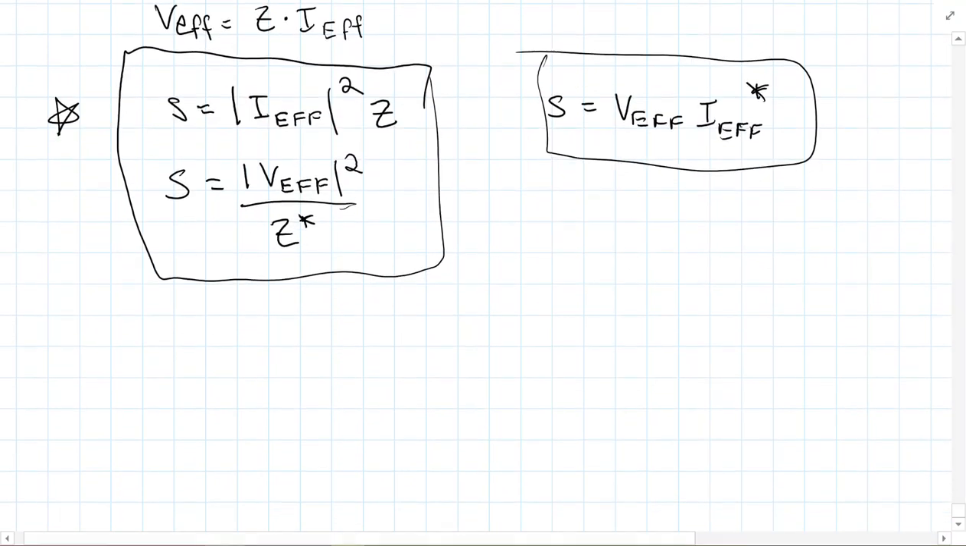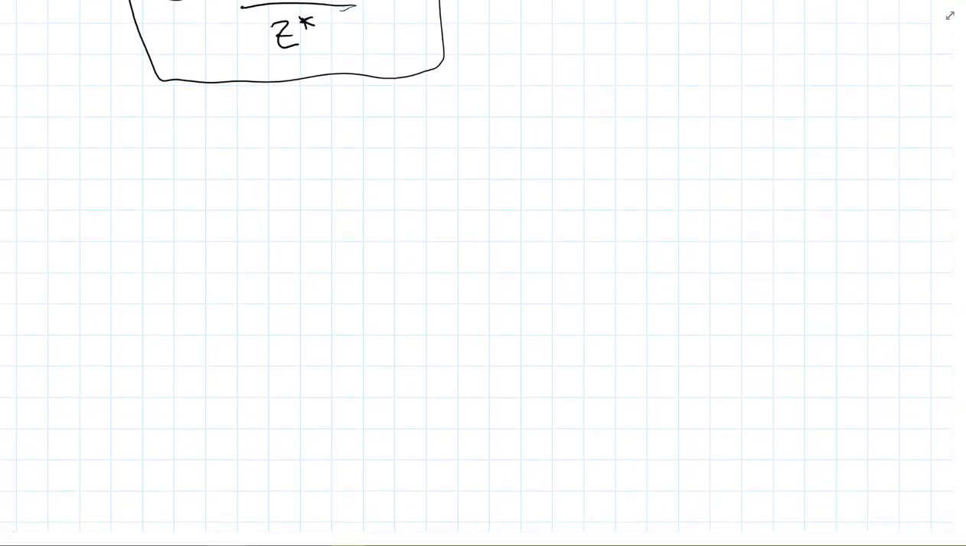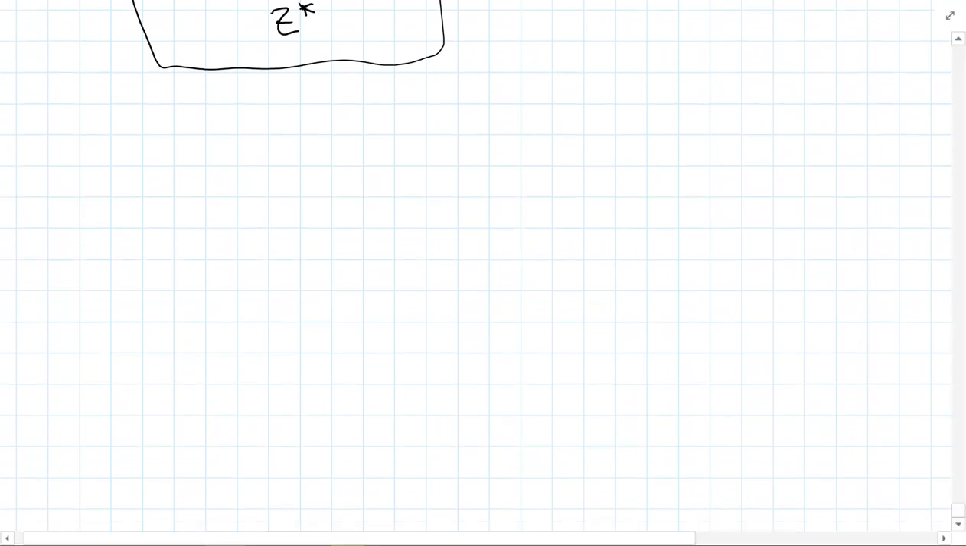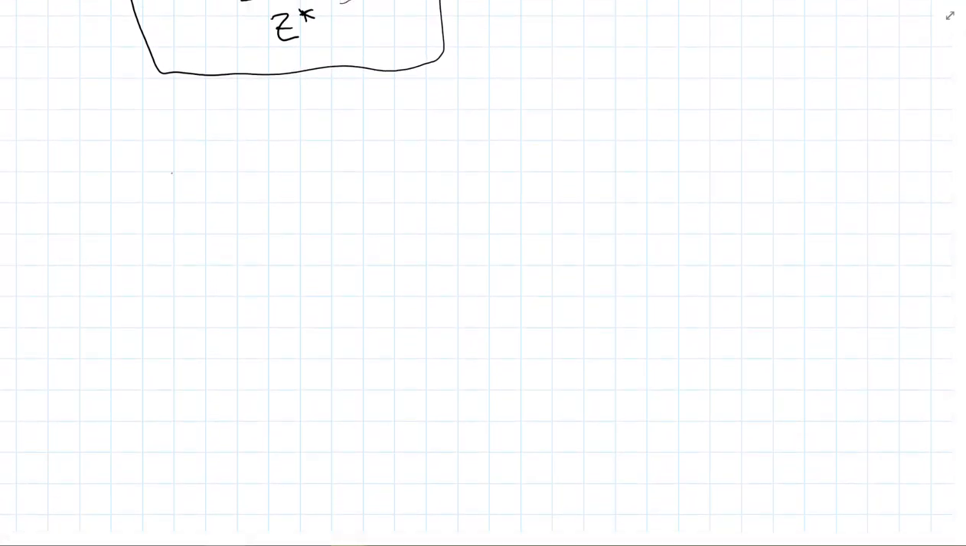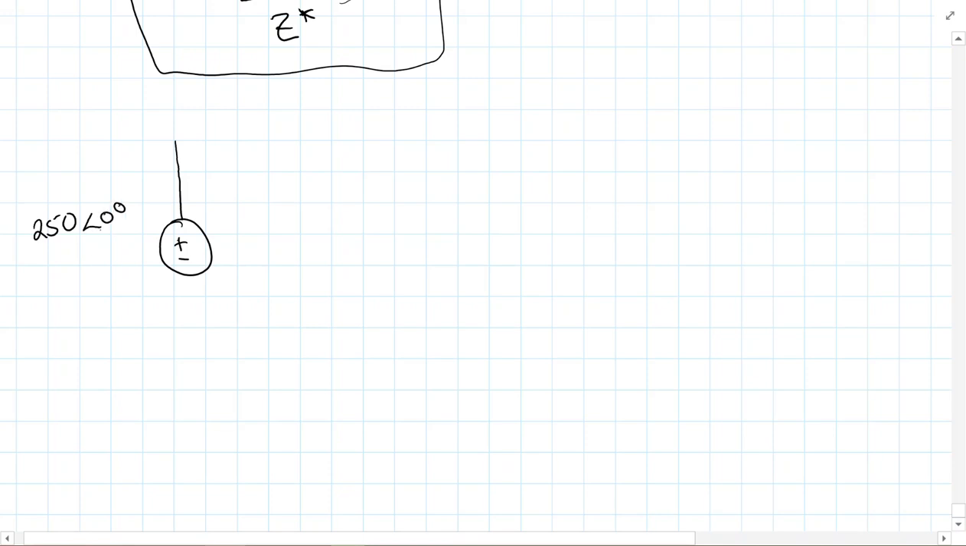Okay, so we're ready to actually go through an example here. I think once we start doing some examples, this concept of complex power is going to make a little bit more sense. So let's look at a very simple circuit. That should be a voltage: 250 at an angle of 0 degrees, and this is RMS.